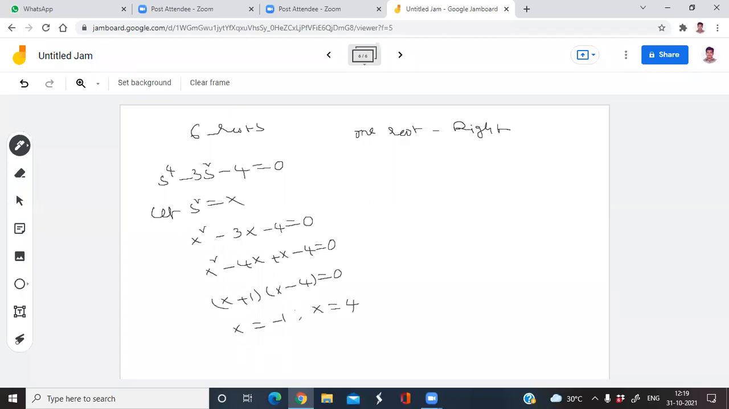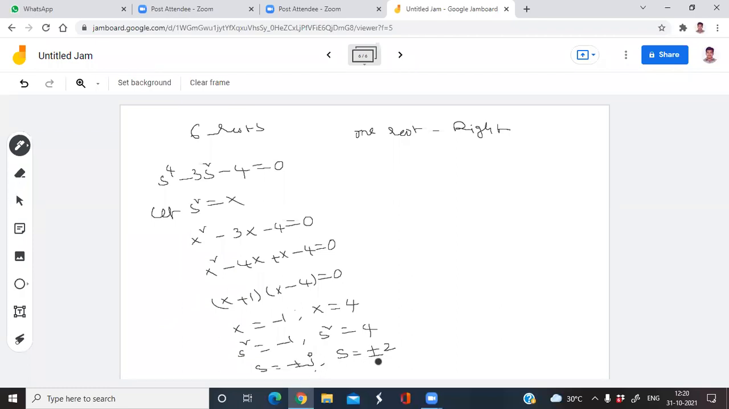But we know that x is equal to s square. So s square equal to minus 1, s square equal to 4. From this, we can write s is equal to plus or minus j. Then s is equal to plus or minus 2. Many times I told that whenever a row has all zeros, definitely some roots are on the imaginary axis. So s is equal to plus or minus j is on the imaginary axis, and s is equal to plus or minus 2. Total how many roots are completed here? 4 roots are completed: plus j, minus j, plus 2, minus 2.